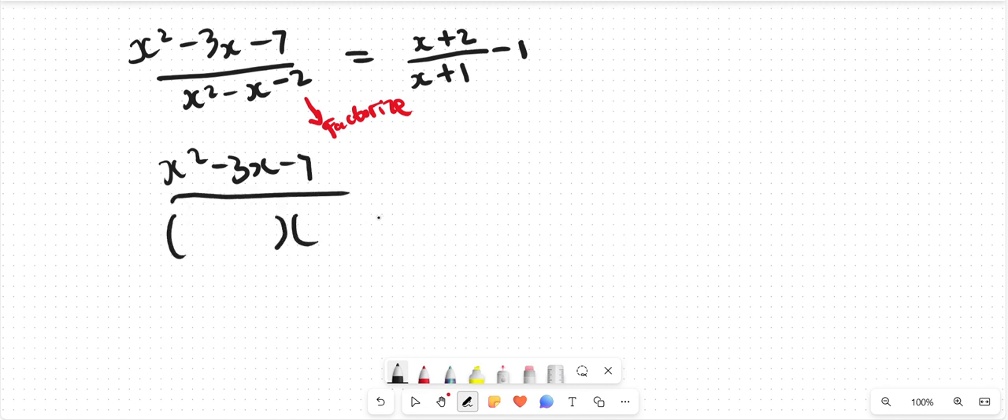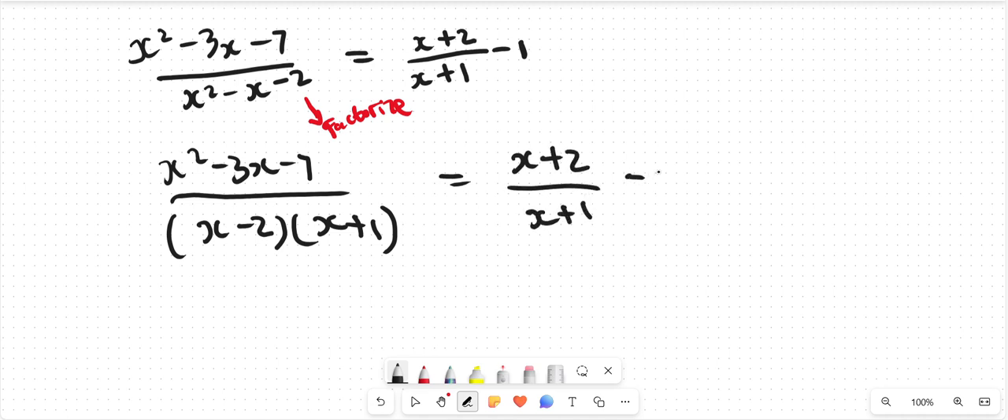Factors of negative 2 that add to give me a negative 1 are a negative 2 with a positive 1. And we still have the rest of the fraction there. So we have this guy. From this we can see that the x plus 1 and the x plus 1 are the same. So what would be my LCD? My LCD would be that x plus 1, but with this other denominator that's not the same as any other denominator, which is x minus 2.